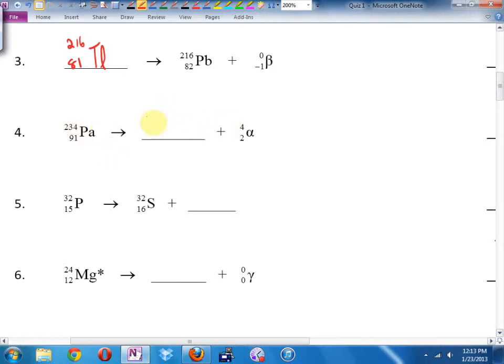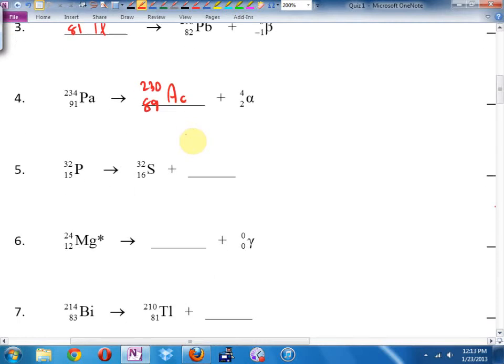234, mass of 4, so this must be a mass of 230. I got 91 atomic number, or protons. 2 protons shoot off. That leaves me with 89 protons. Element number 89 is actinium, capital A, lowercase c. The mass looks like it didn't change, so that must be a 0. The charge went up by 1, so this must be a -1. Hey, that's a beta.